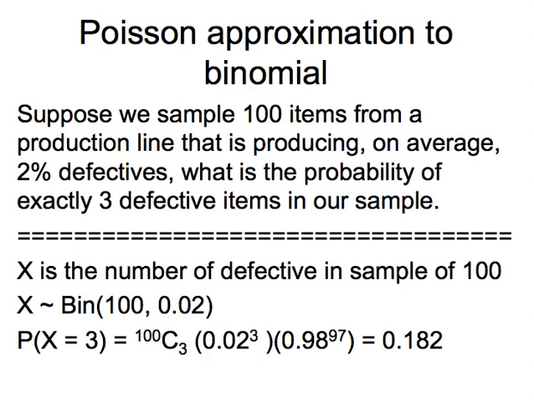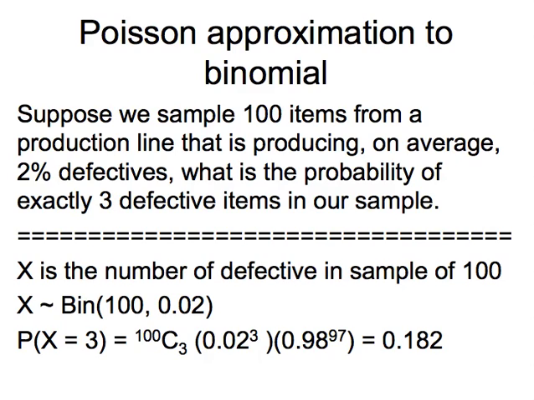So let's look at this example. Suppose we sample 100 items from a production line that is producing on average 2% defects. What's the probability of exactly 3 defective items in our sample? Now this is a binomial situation. N is finite, we're looking at 100 items. We're looking at defective items, so the item can be defective or not. So 2 possible outcomes. The probability of a defective item is 2%, and they're independent. So we can work this out using binomial. N is 100, p is 0.02, x is equal to 3.